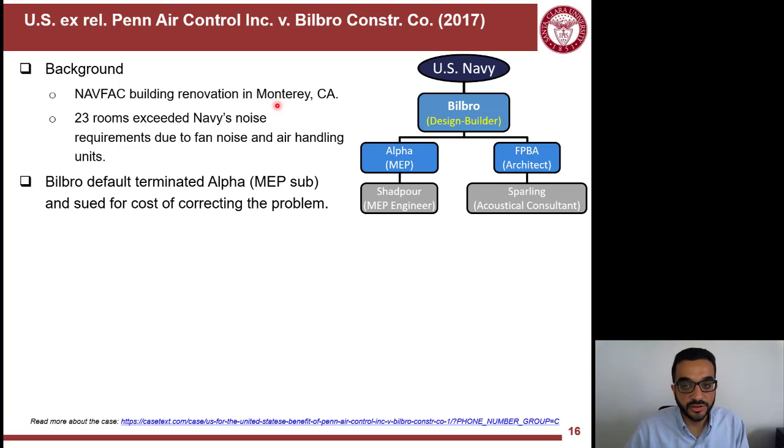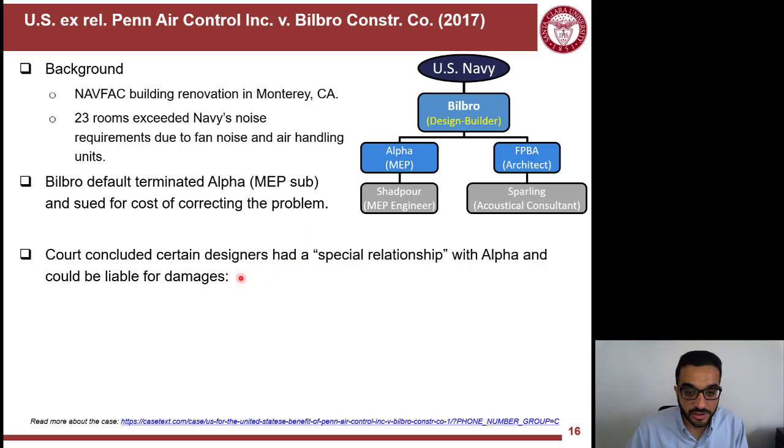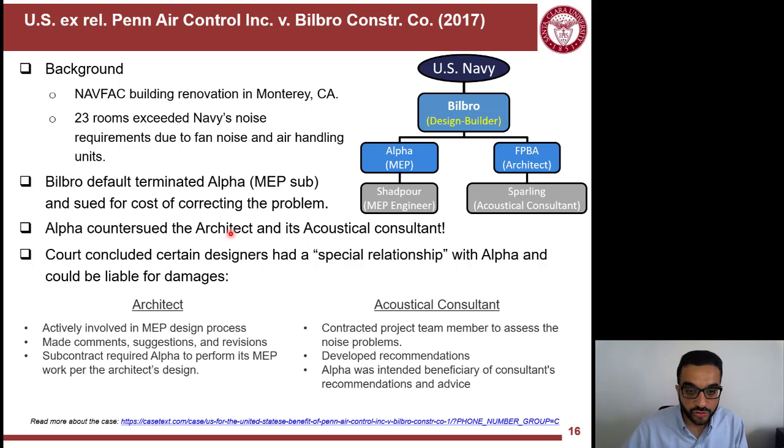Like we'll learn in design build, there were performance requirements, and one of them was not satisfied, related to the noise in part of the building. The air handling units, which are mechanical units, didn't satisfy the noise requirements. This is why Bilbro terminated the contract with Alpha for not satisfying the performance requirements, and sued to correct the problem. So Alpha was liable here, but Alpha responded by countersuing the architect and its acoustical consultant.